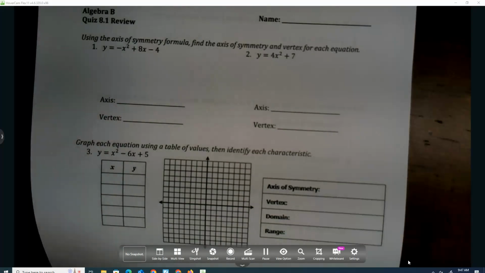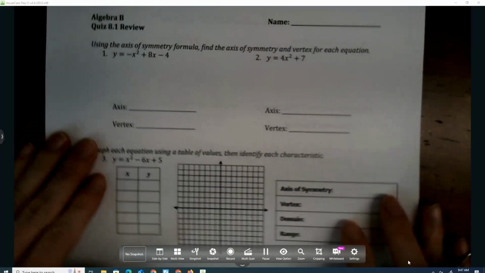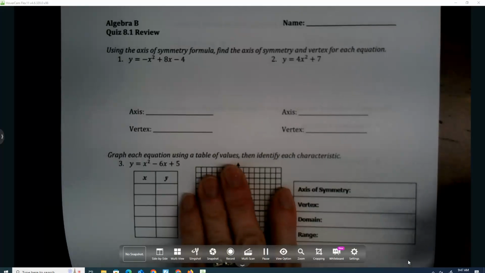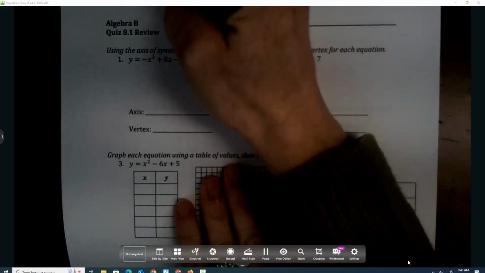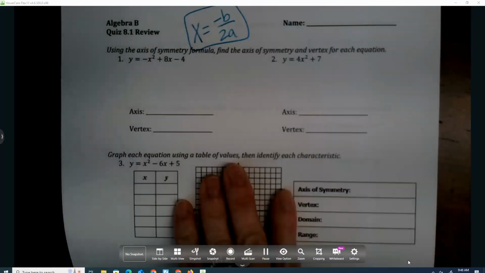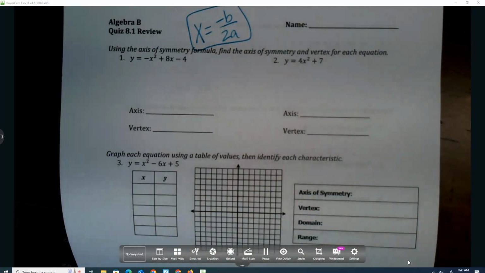The first few problems on this quiz, you have to be able to find your vertex. Remember the formula we used: x equals the opposite of b over 2a. Okay, that's something you need to know. When I got my quiz, I would probably write that down at the top of it to remember. So write it down right now: x equals opposite of b over 2a.